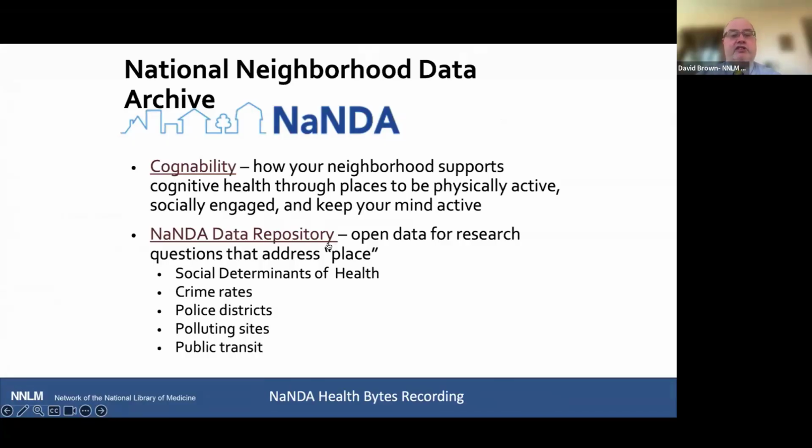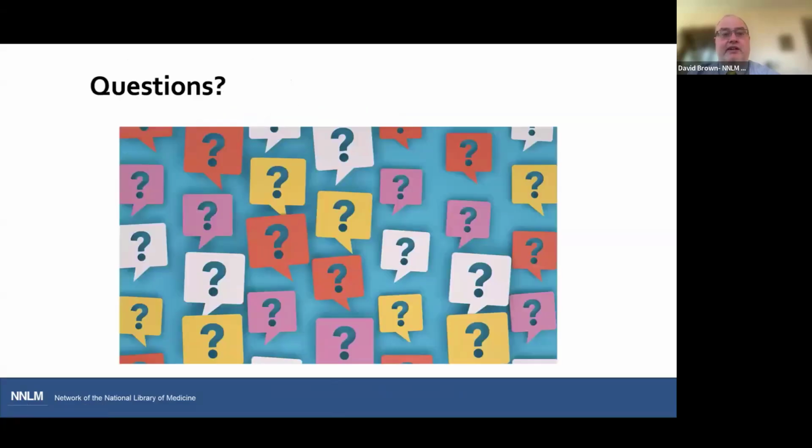So specifically looking at social determinants of health, crime rates, police districts, polluting sites, and public transit. So again, just different ways. I'm not going to demonstrate this one because it's another one that's out there, but I'm going to say there's lots of resources out there. Sometimes you're going to have to dig around and see what's most appropriate, make sure it works, but we are definitely there as you go through.